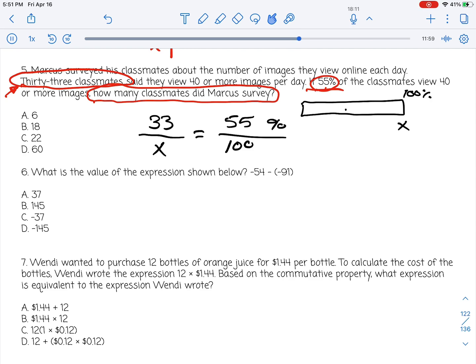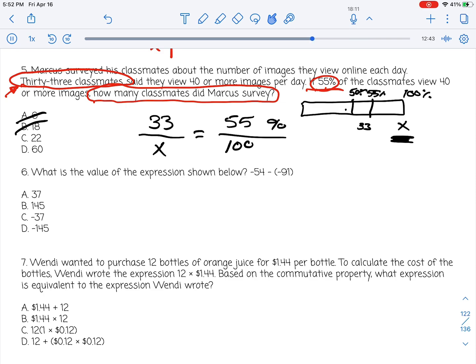And I do know that if I have 50% right here, I know that 55% is going to be equivalent to 33. So there has to be more than 33 students in the classroom, more than 33 classmates that he surveyed. So I can go ahead and mark out 6 and 18, and see if I'm using reasonableness. Let's go ahead and work this out.